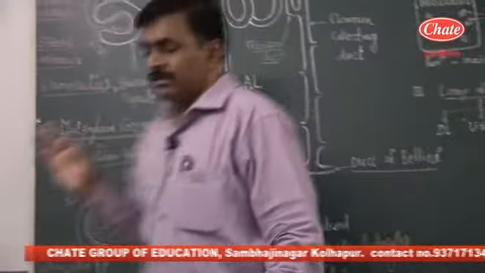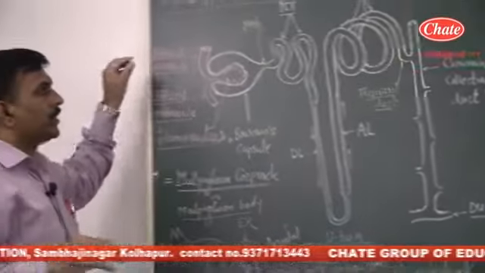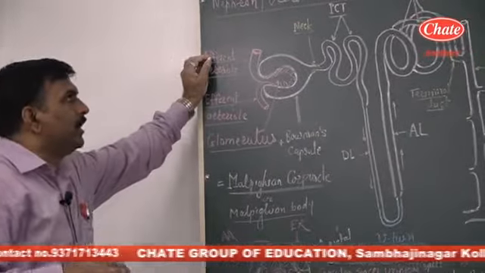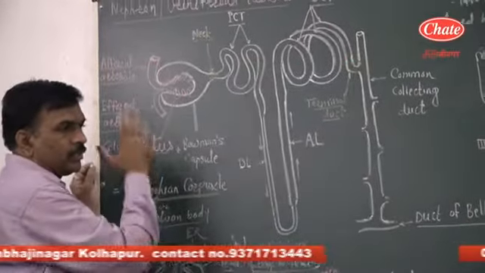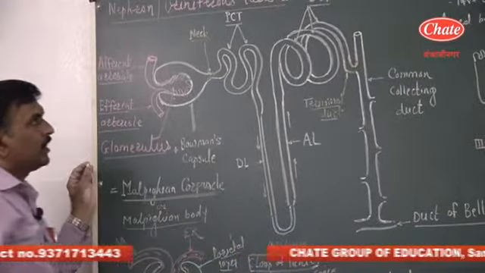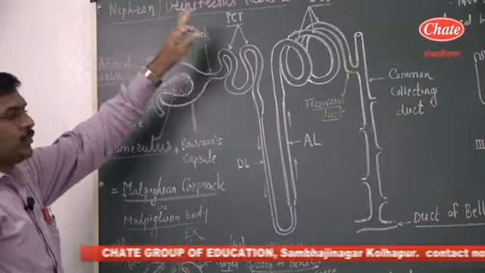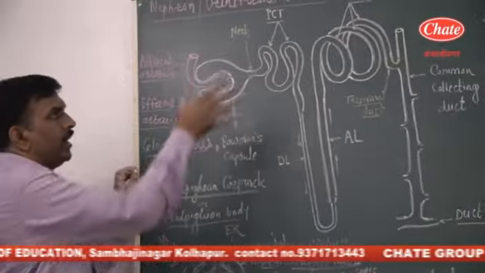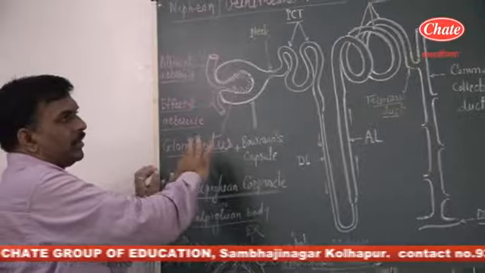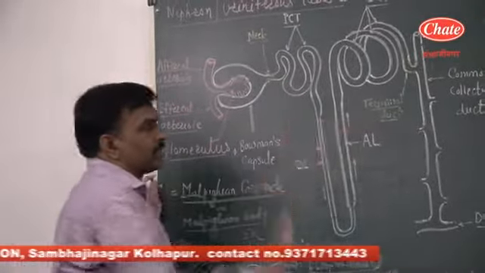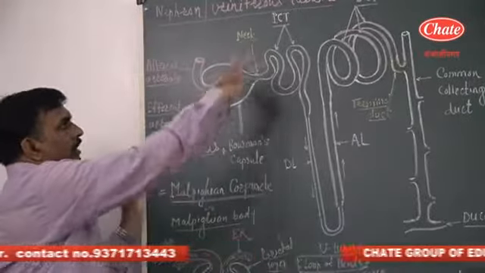Once again, in brief, I will focus on these different parts of the uriniferous tubule. The uriniferous tubule or nephron is the structural and functional unit of the excretory system or kidney. Each kidney consists of 1.2 million nephrons. Out of these, 80% are cortical nephrons and 20% are juxtamedullary nephrons. This is the cortical nephron.